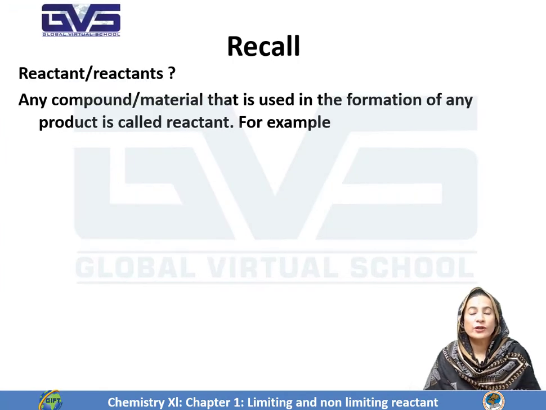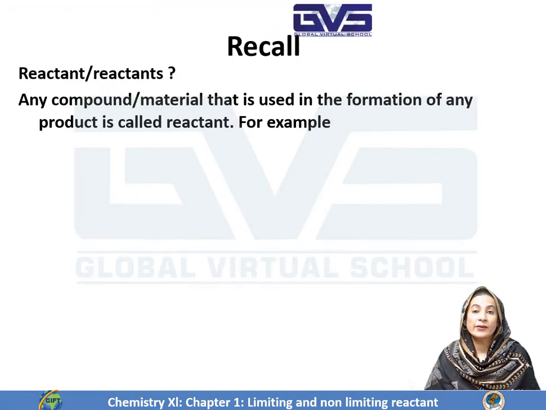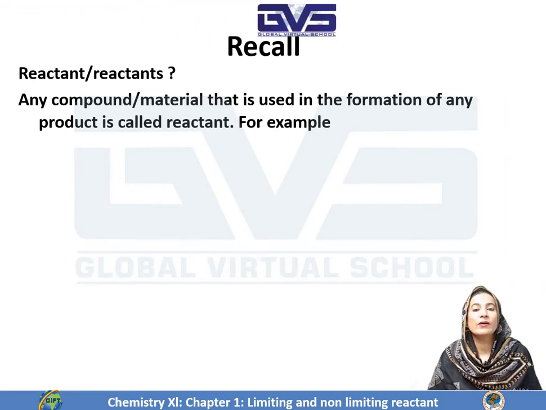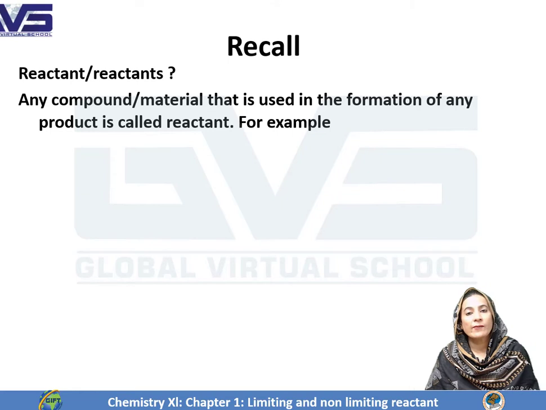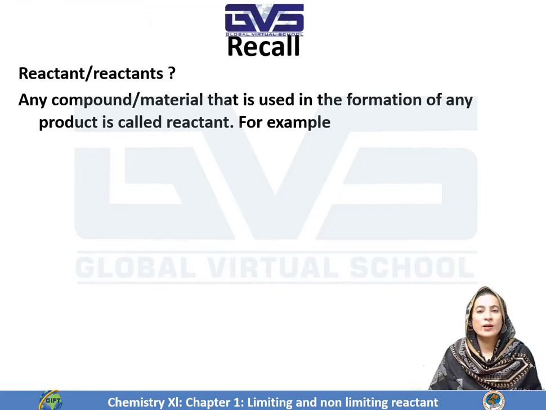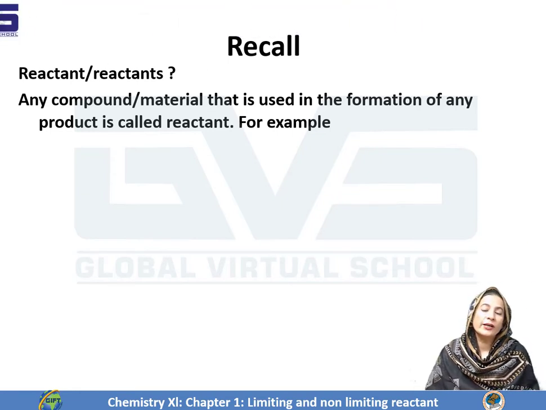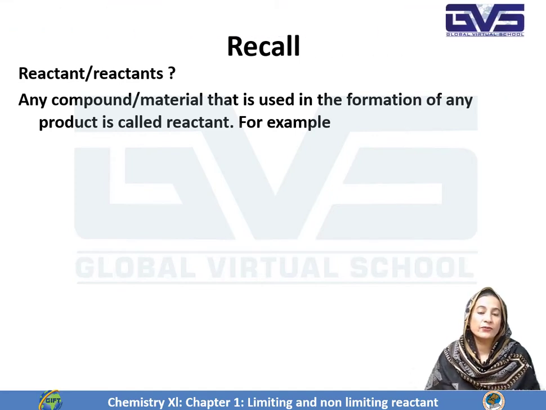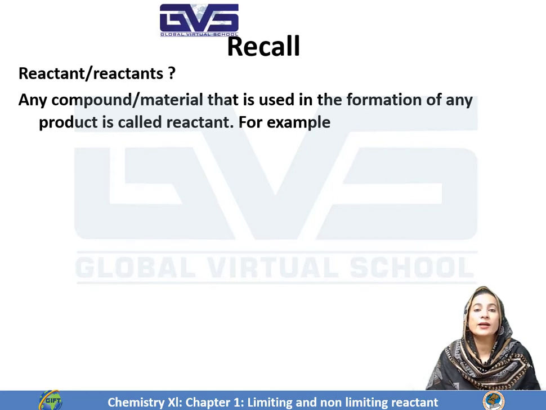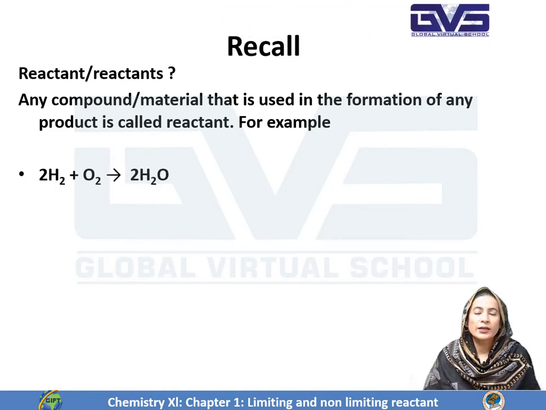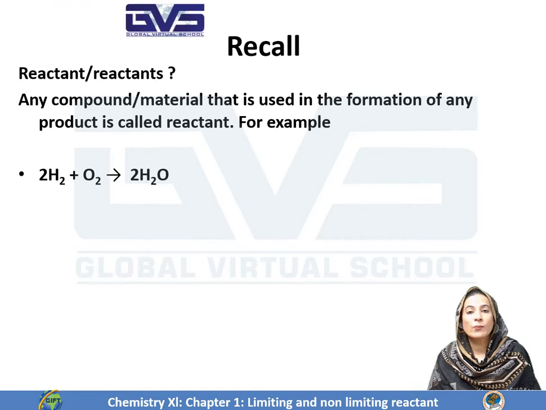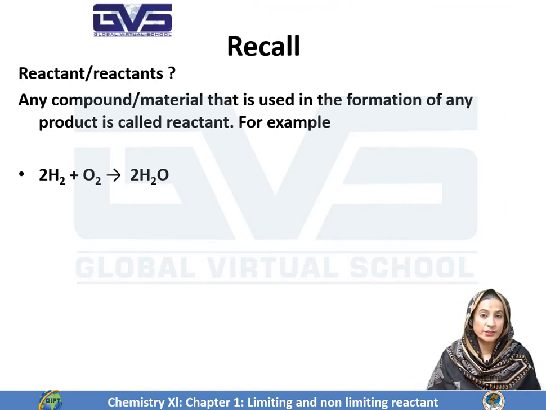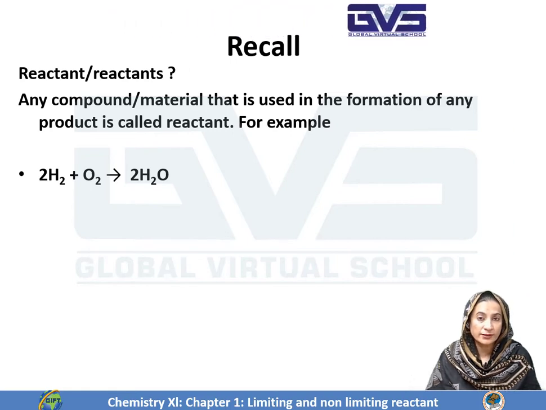And again, before going into the detail of the limiting and non-limiting reactants, I must remind you about the reactant or reactants. Whenever a product is formed in a chemical reaction, the ingredients that are used to make the product are called the reactants. If there is more than one, they are called the reactants. For example, in this case H2O, water, is our product, and it is formed with the help of hydrogen and oxygen. So hydrogen and oxygen both are reactants in this case.